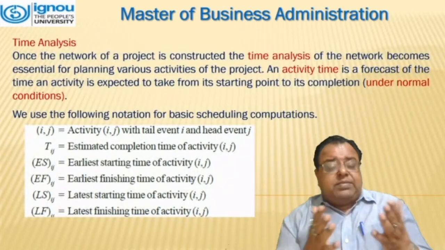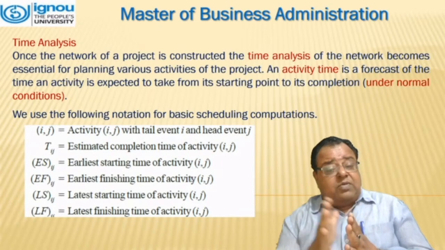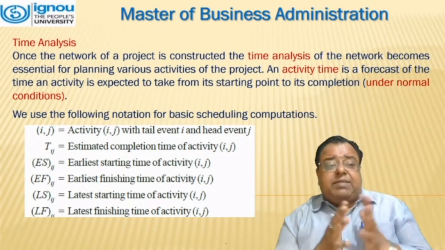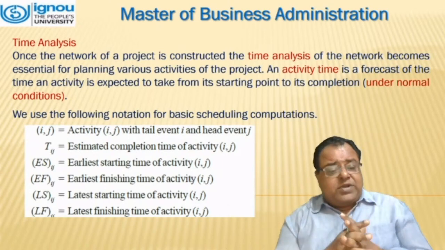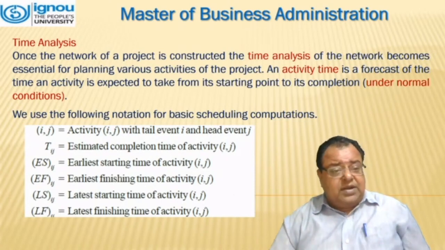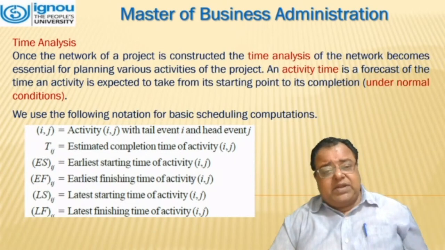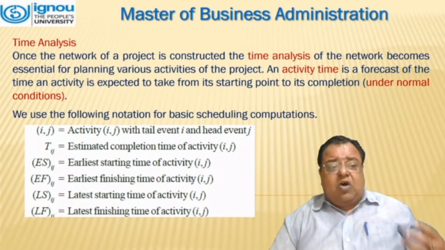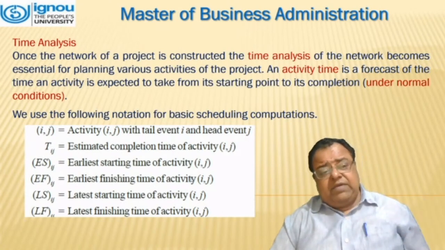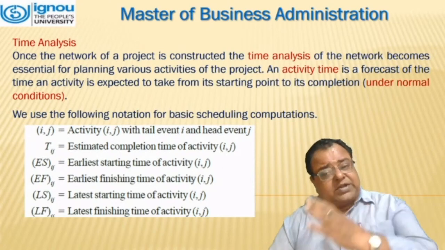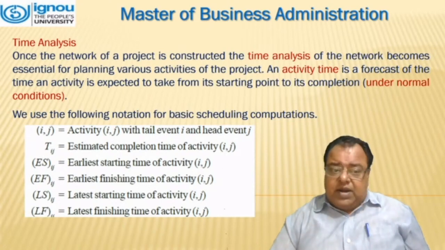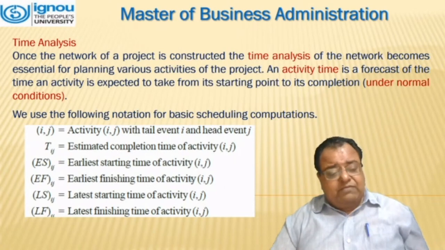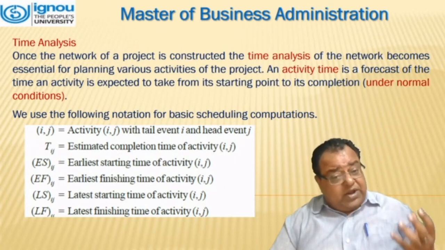Now, again, some terminologies which will be related to PERT time analysis. Once the network of a project is constructed, the time analysis of the network becomes essential for planning the various activities of the project. An activity time is a forecast of the time an activity is expected to take from its starting point to its completion under normal conditions. So we should know different notations.